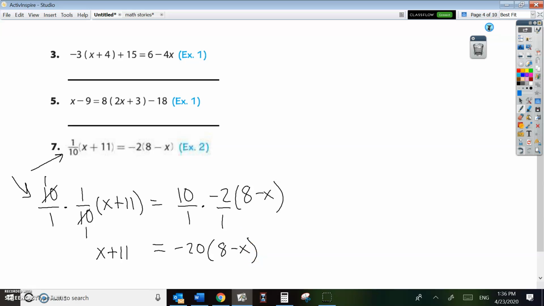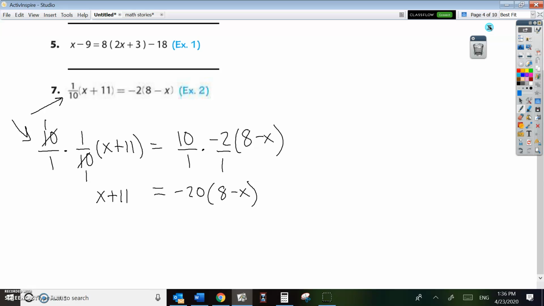Okay, let's give ourselves some more room to work. Let's distribute negative 20 to 8 and to minus x. X plus 11 equals negative 160. Now look here, you've got a negative sign in front of your 20, and you've got a minus x right there. So if you think about it, in front of the x right here is a negative 1, because it's negative 1x. So you're multiplying negative 20 times negative 1, which will give you positive 20x.